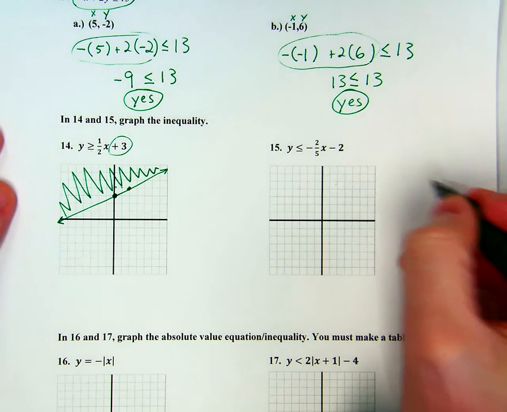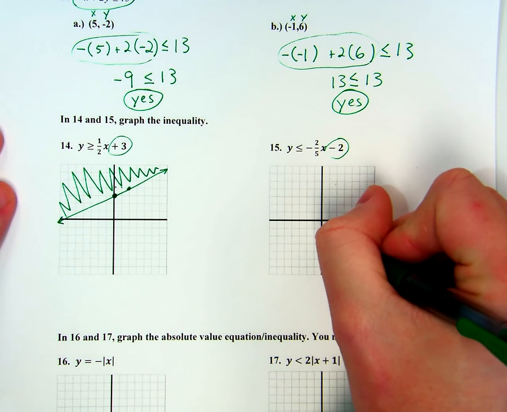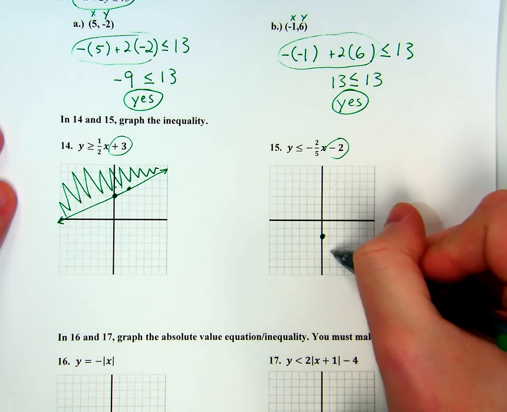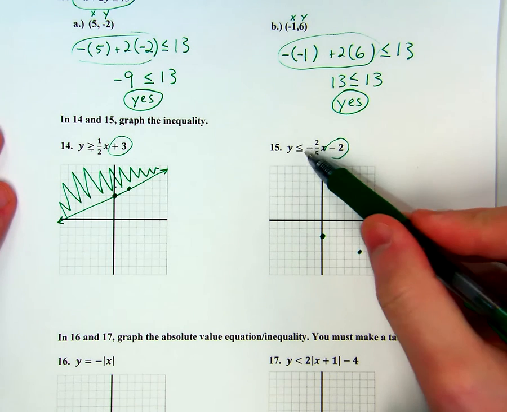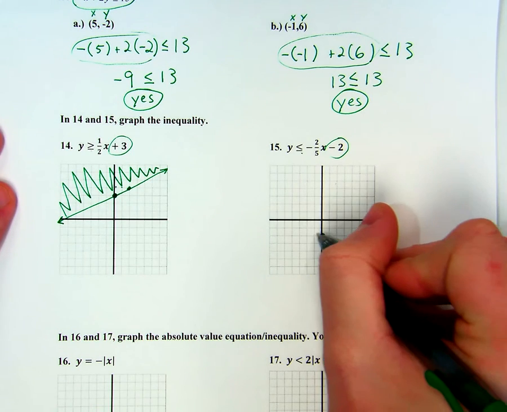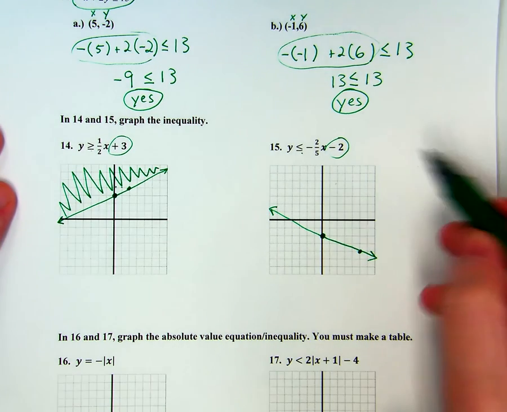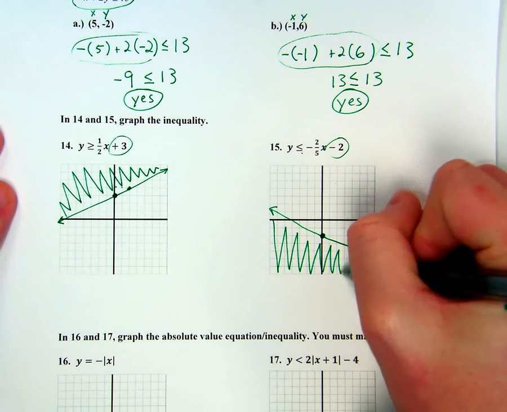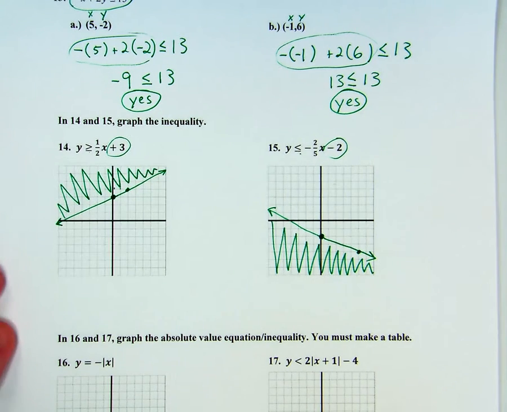Number 15, same deal. We graph it as if we're graphing a line. It starts with an intercept of y equals negative 2, and the slope is negative 2 over 5. So down 2, right 5. Again, it's a solid line because it's a less than or equal to. If it were just plain less than, it would be a dashed line. And because it's a less than symbol, we're coloring below the line. Okay, don't forget to shade above or below the line.